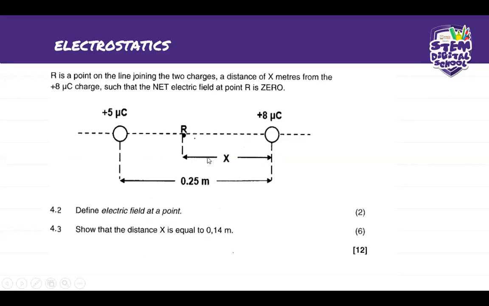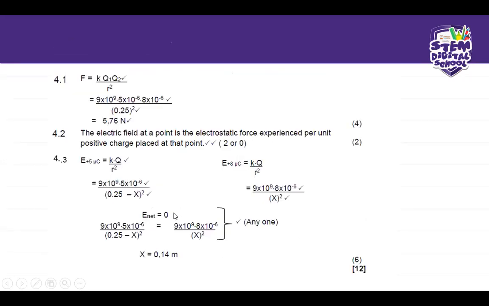Okay. So number 4.3 says, show that the distance x is equal to 0.14. So what's nice about this question is that they've given you the answer. So whatever you're going to calculate, you're going to have to find this as the answer. So these 6 marks, you can easily get by making sure that you calculate until you find the right answer. Okay. So you remember how we calculate our electric field? If we want our net electric field, we need to calculate the individual electric fields first and then add them together to find the total, the net electric field.